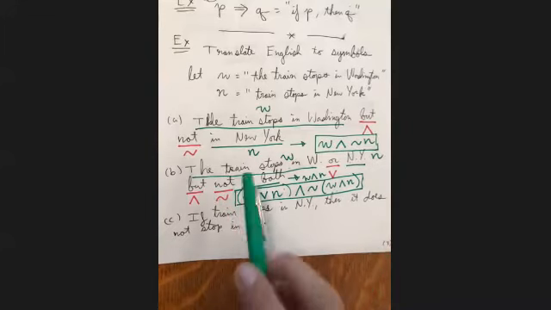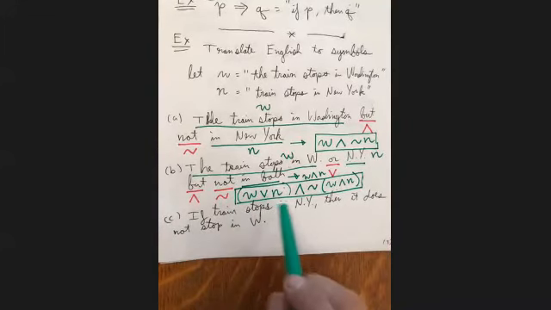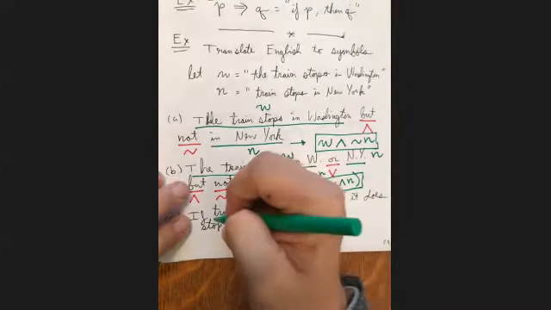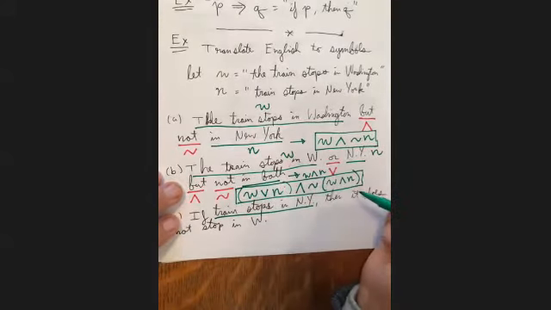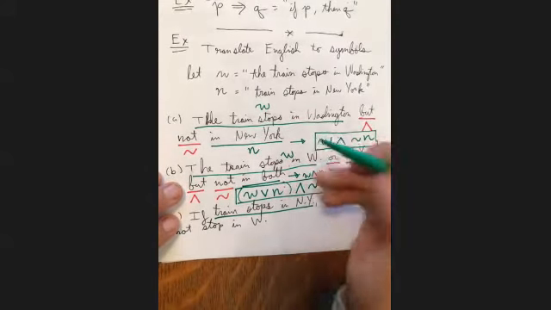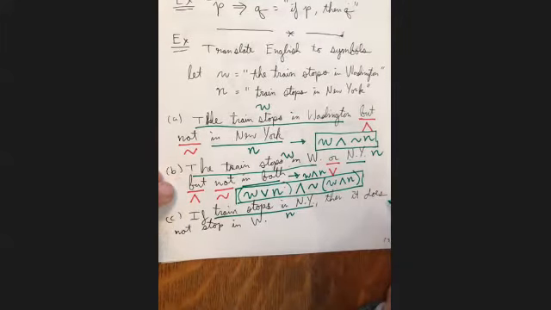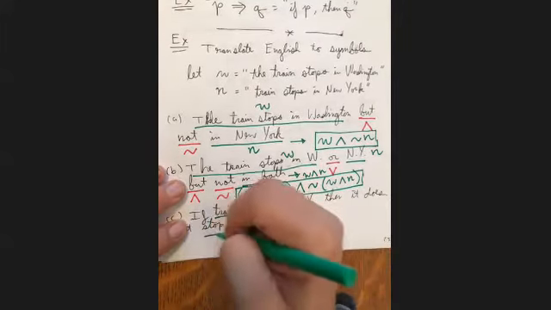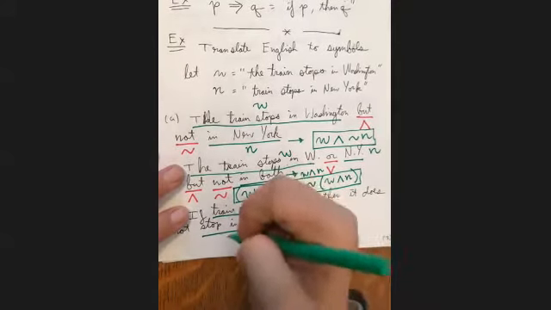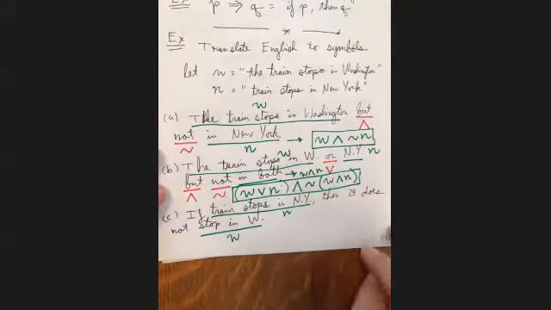Okay, so last example. If the train stops in New York, then it does not stop in Washington. Okay, so what do we got? Train stops in New York. We know what that is. That corresponds to N. Then it does not stop in Washington. So stop in Washington is our W.